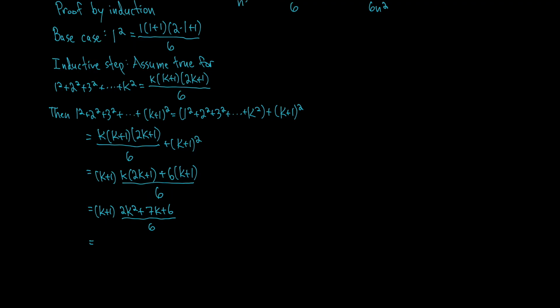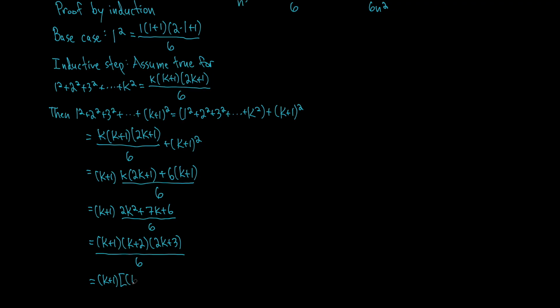And this is equal to k plus 1 times k plus 2 times 2k plus 3 over 6. We just factor it. But hang on, this is perfect, because remember our formula was k times k plus 1 times 2k plus 1. Now we have k plus 1 times k plus 2, but that's the same as k plus 1 plus 1.